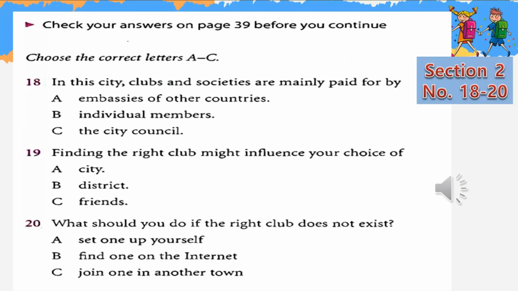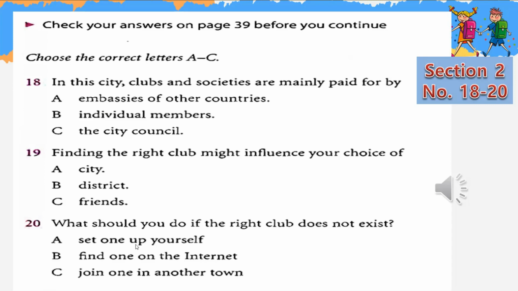Okay, sorry. Yeah, Memeka has not given you a mark here. So this one, the individual members will be the correct answer. And then for number 19 here, the prompt is find a club. The speaker says it might even determine which district of the city you decide to live in. Okay, district. So B is the correct answer too.